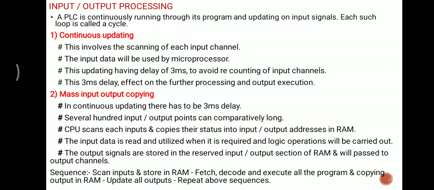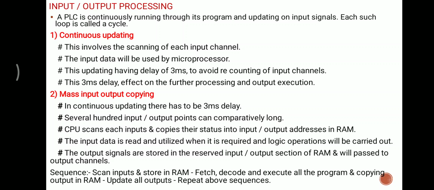Next we are going to see mass input output copying. In that, this 3 microsecond delay will be removed. Why is it important? Suppose we are scanning several hundreds of input output points; this gives a comparatively long delay in terms of this 3 microsecond delay. So what is the solution to overcome this?